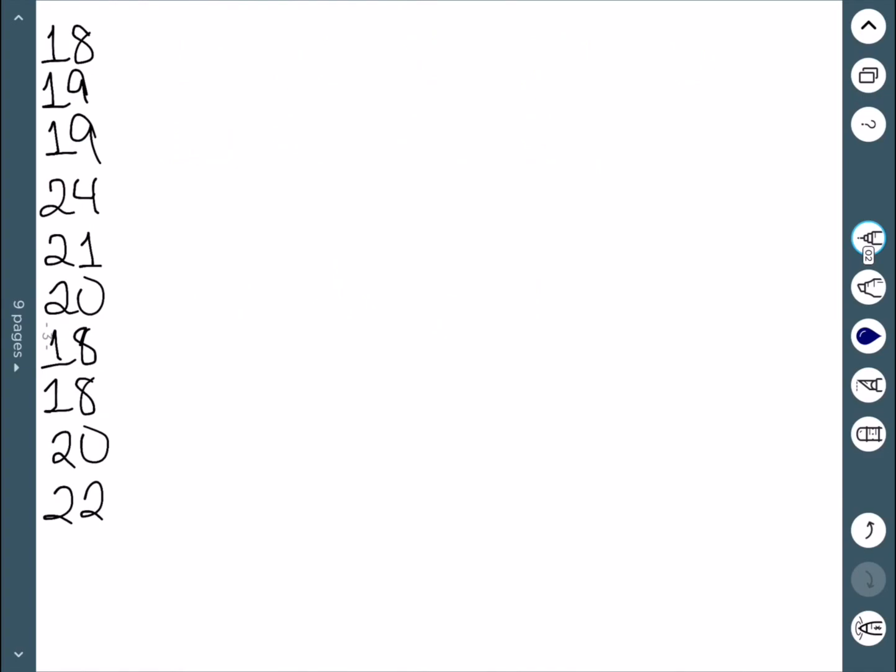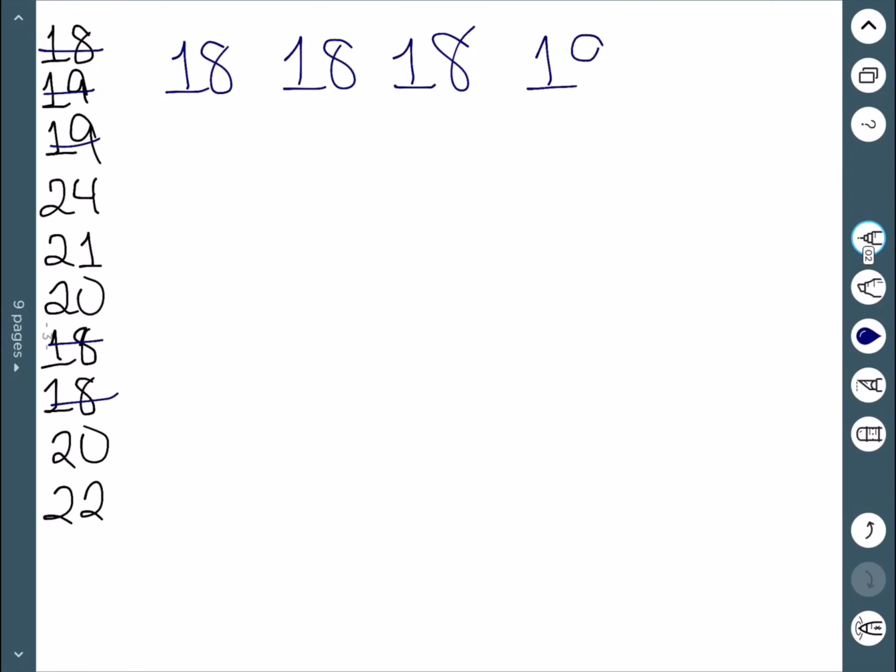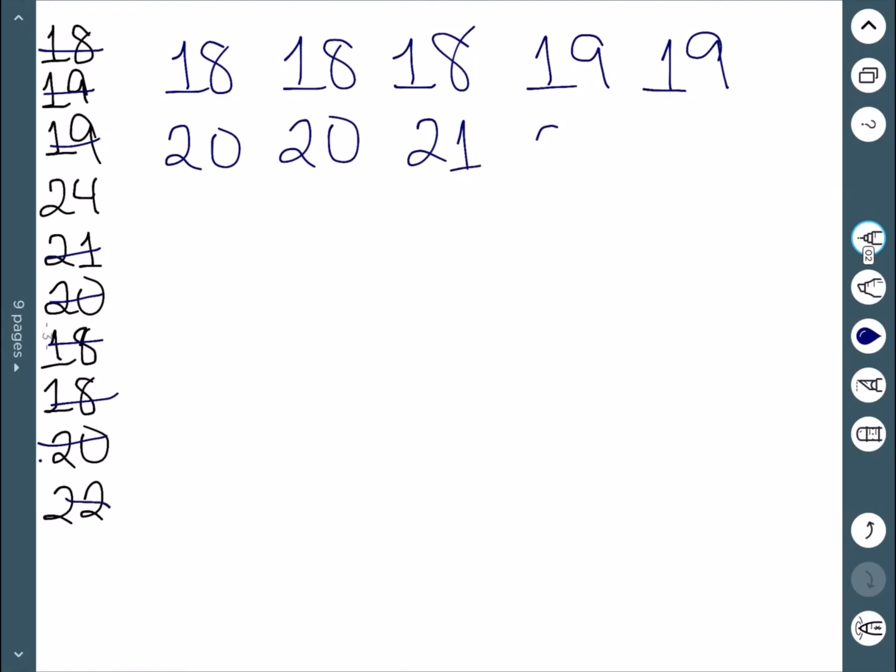This is an example similar to the last one. However, we've added some data values. If we order again, we have 3 18s. If we look at the next one, we have 2 19s. After that, 2 20s. We then have a 21, a 22, and a 24. And if you count these, you can see that there are 10 data values.